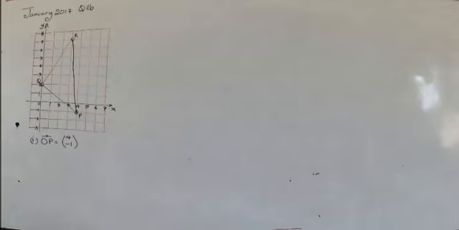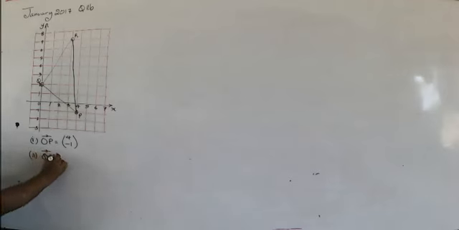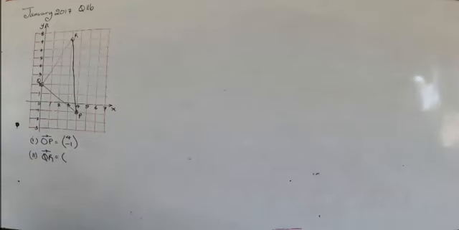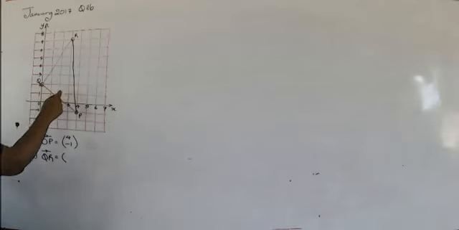Next, the vector QR. We can get this from inspection. We could get it by calculation, or we can simply get it from inspection. To move from Q to R, are you all listening? To move from Q to R, how much do you move right? 1, 2, 3. 3 right.